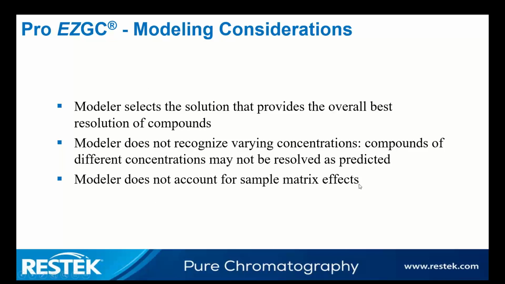And of course, we talk about the sample matrix. It's not only sample matrix, and we'll show this in another slide too, but it's solvent effects. Things that happen in the inlet at the front end of your chromatogram can affect the retention times of analytes, and the peak shape and resolution. Those are things that are not predicted by EZGC, and matrix effects. Things that interfere with your compound or distort the peak shape, EZGC is not going to be able to predict that.